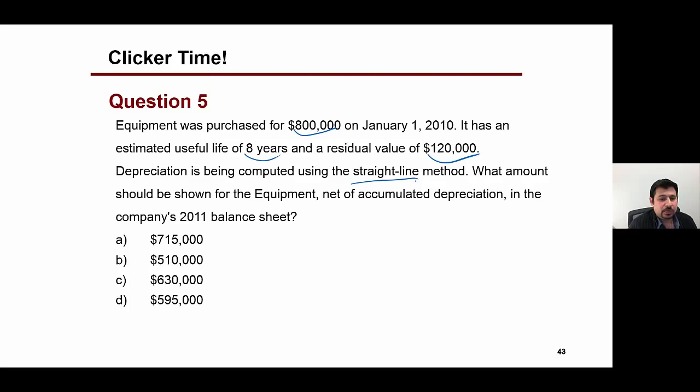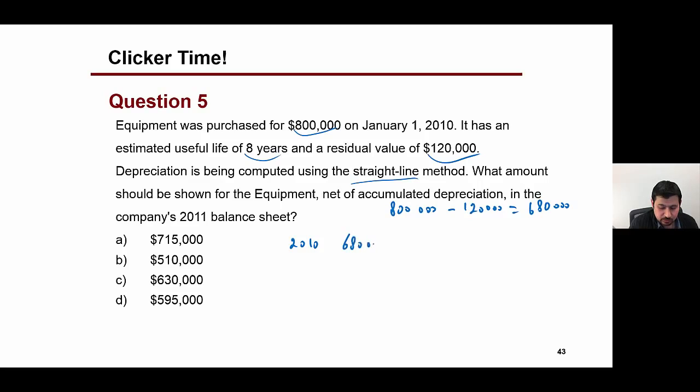So the amount that will be shown for the equipment net of accumulated depreciation at the end of 2011 is the book value of that asset account, so of equipment. Here, first we need to calculate the depreciation expense, for every year. So for the end of 2010, first of all, the depreciable cost is 800,000 minus 120,000 salvage value, which is equal to 680,000 as depreciable cost.